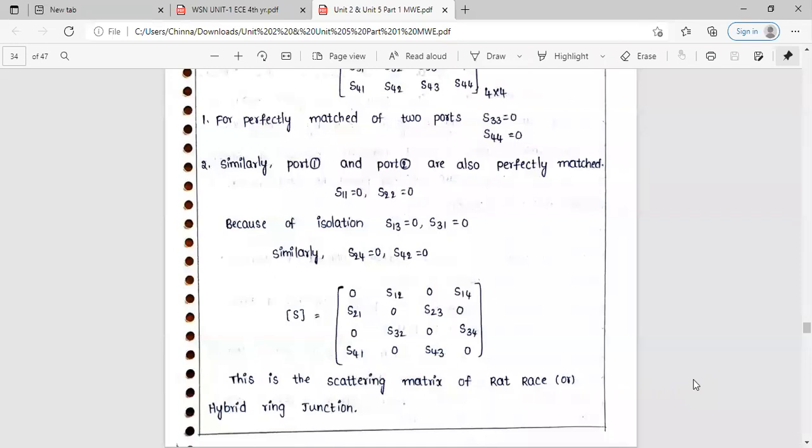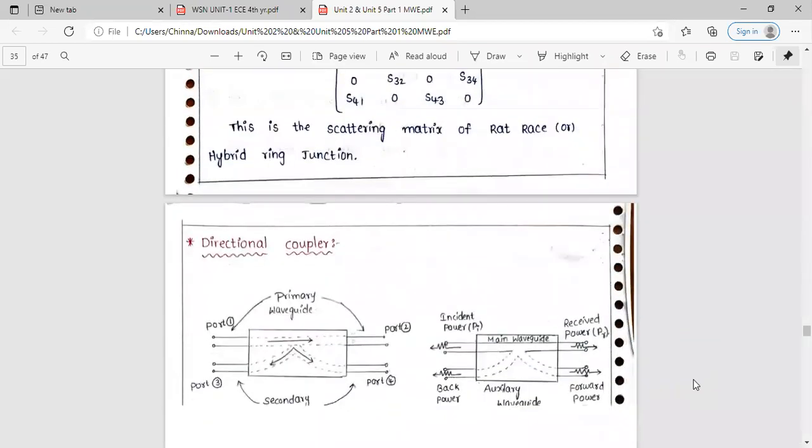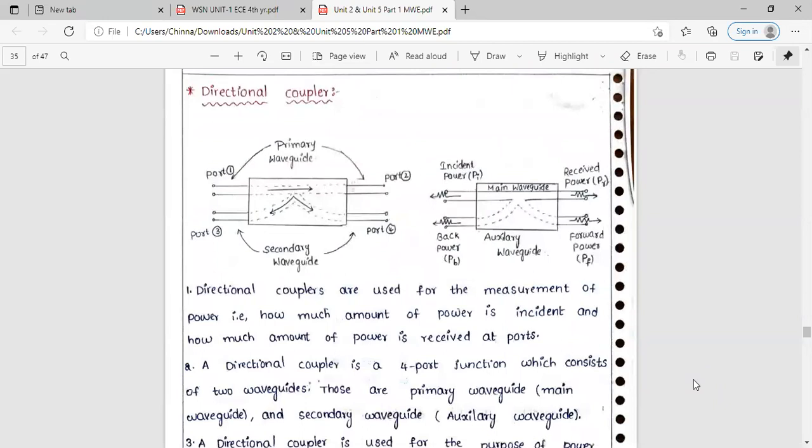These are the microwave junctions: E plane T, H plane T, and magic tee. Okay? And rat race. And another important topic is power measurement, how to measure the input power or output power by using the directional coupler.